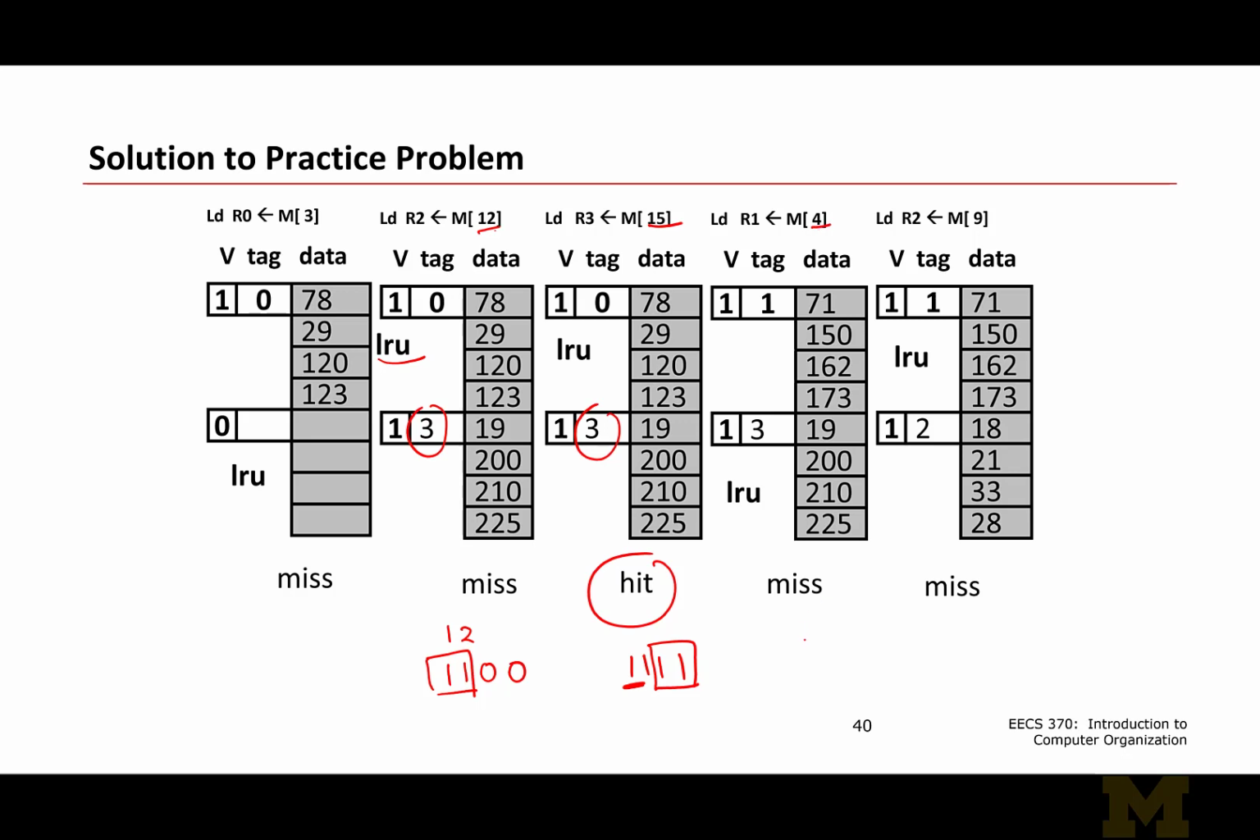And the 4 address is going to be 0100. The tag is going to be 01. I'm going to be accessing that one. I'm sorry, I would be evicting the address 0. Sorry.